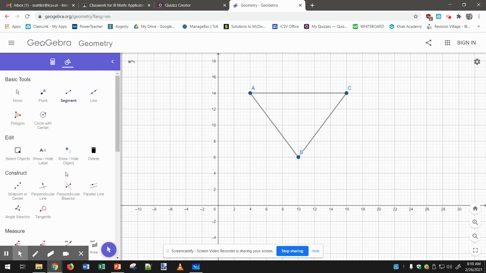So we have to find the perimeter, which means we're going to have to find the length of each side. So AB, BC, and CA, or AC, however you want to call it. Either way, we're going to have to use the distance formula 3 times and then add up the sides.